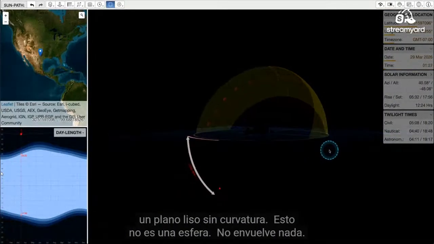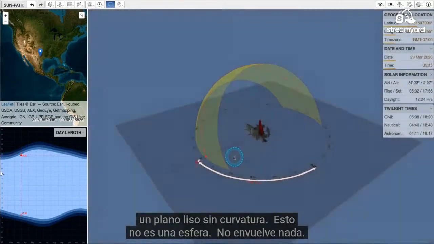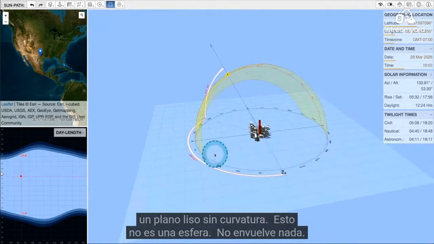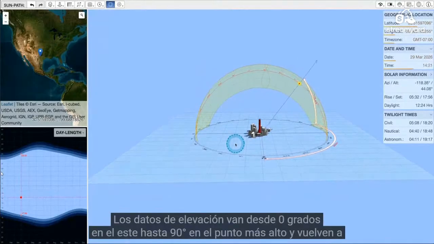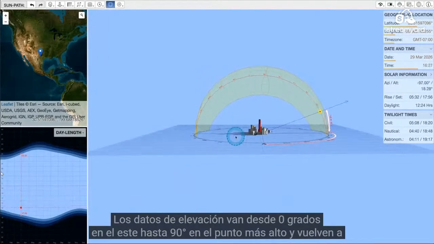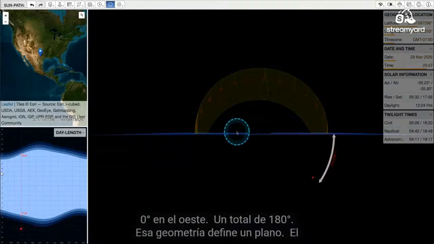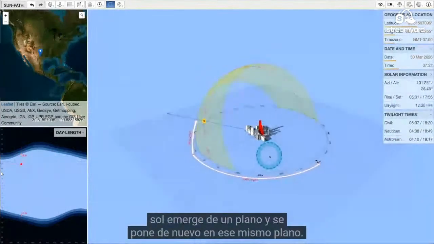This is a flat plane with no curvature. This is not a sphere. It does not wrap around anything. The elevation data goes from 0 degrees in the east to 90 degrees at peak and back to 0 degrees in the west, a total of 180 degrees. That geometry defines a plane. The sun emerges from a plane and it sets back into that same plane.